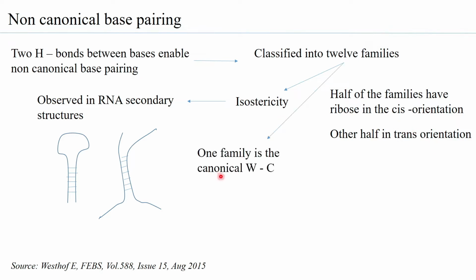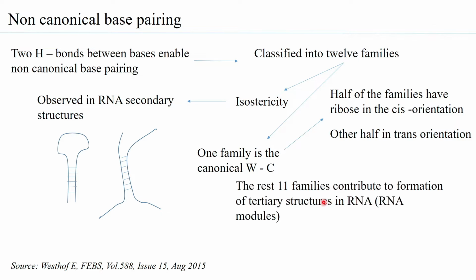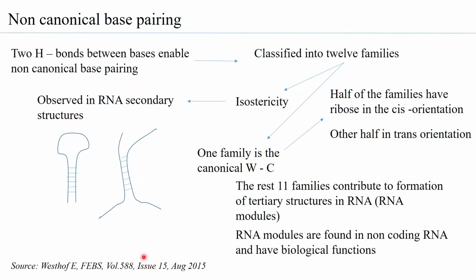But interestingly, what is observed is that, classified into the 12 families, one of the families is the canonical Watson and Crick base pairing, and this canonical Watson and Crick base pairing exhibits the cis orientation, that is where the sugars are present in cis orientation. All the other 11 families have been observed mainly associated with secondary and tertiary structures of RNA. And many times these secondary and tertiary structures of RNA form what are called RNA modules. And it is these RNA modules, especially in the non-coding RNA.